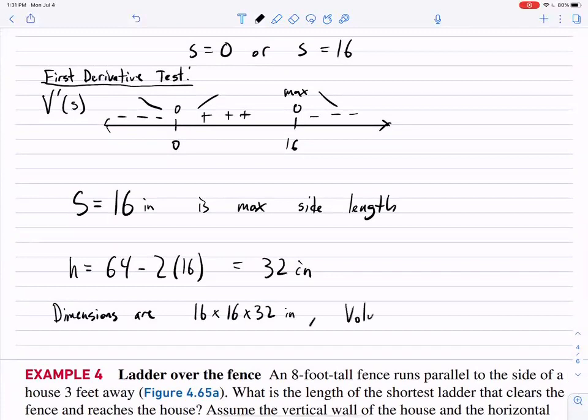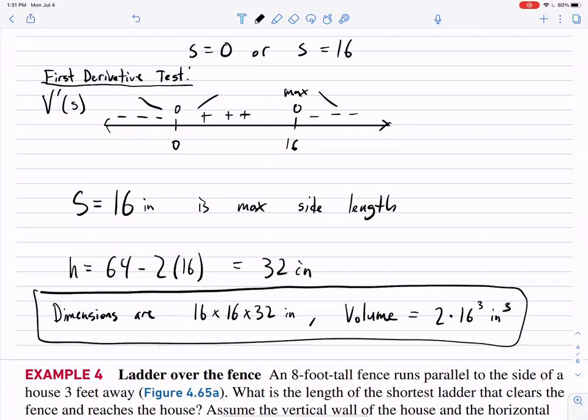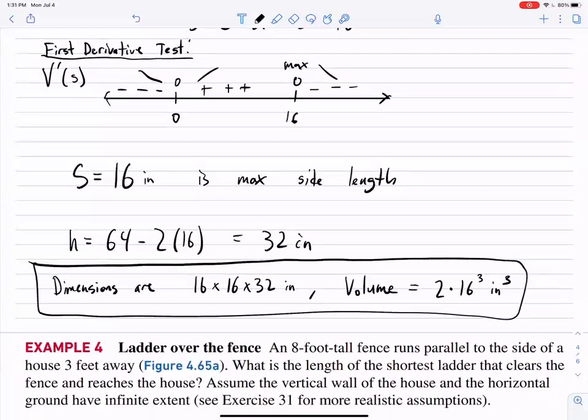And the volume is just all those things times each other, which is, I have no idea what that is. Volume is equal to, I don't know, whatever 16 times 32 is. So 2 times 16 cubed inches cubed. So that's the final answer. Those are the dimensions and that's the volume.